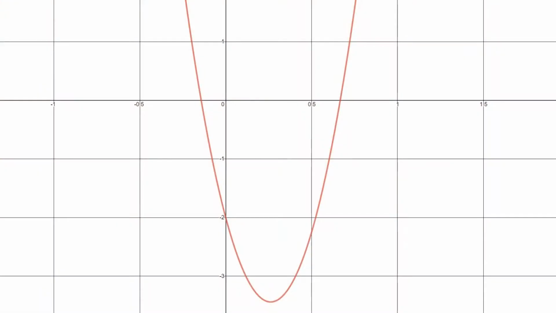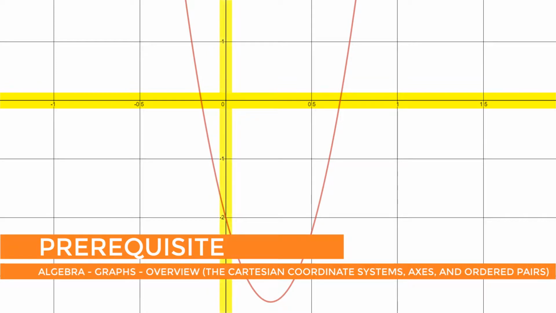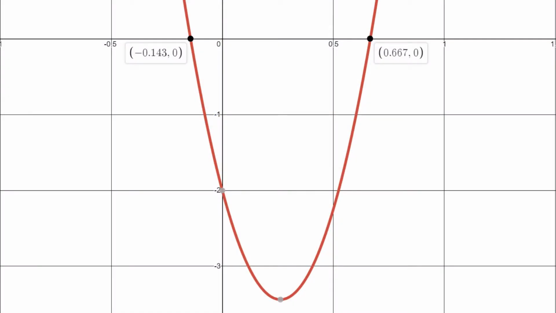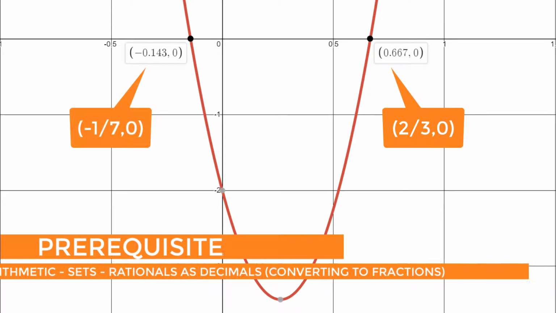In algebra, we commonly deal with two-dimensional graphs, so we only have two axes, the horizontal and the vertical. Yes, there are advanced cases where the axes are not perpendicular to one another, but we're not going to go there. In this case, the horizontal intercepts occur when our curve strikes the horizontal axis. According to this graph, that happens at the points (2/3, 0) and (-1/7, 0).